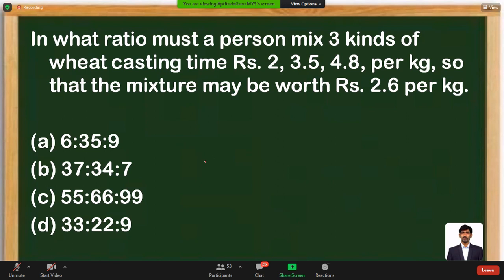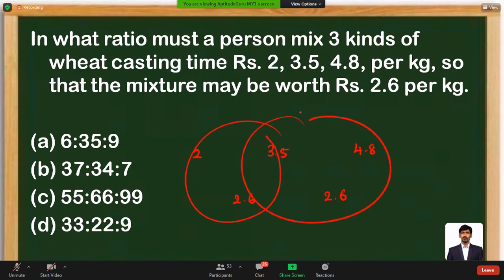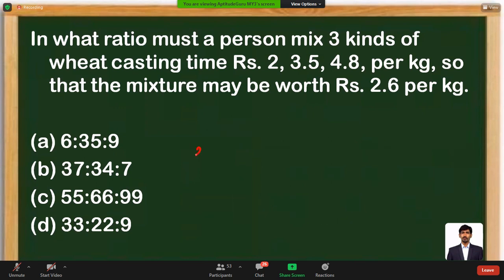In what ratio must a person mix three kinds like 2, 3.5 and 4.8 per kg so that the mixture is worth 2.6 per kg? So there are three entities. If three entities are there, we cannot use this type of logic directly. If you have only two entities like A1 and A2, we can apply it. So I'm trying to take them individually, one like this, the other like this. Whenever you have three quantities, you don't have a direct logic. Do it for any two, do it for the other two, and then find out.